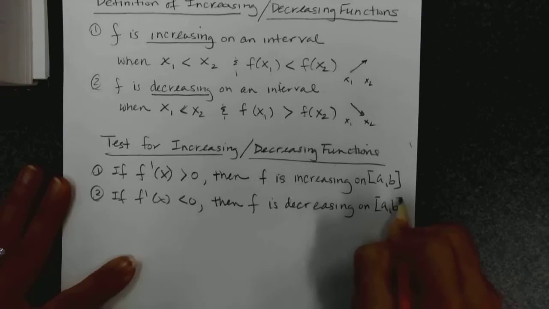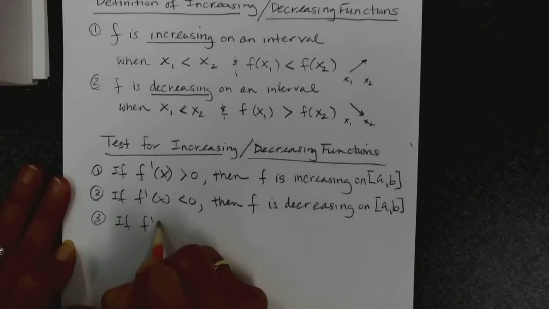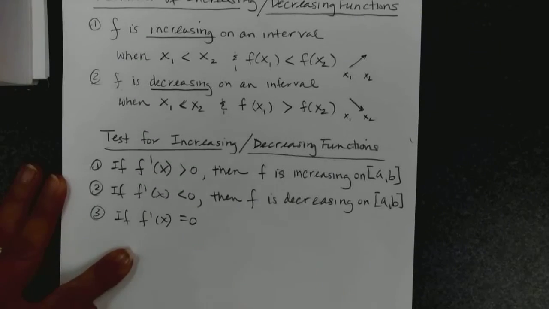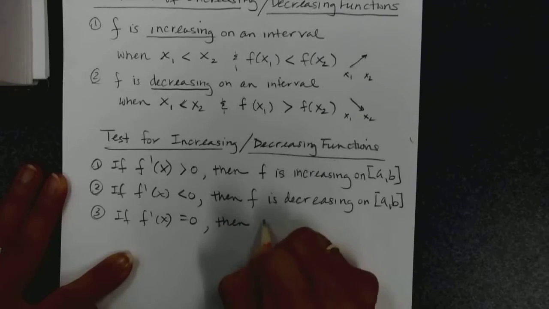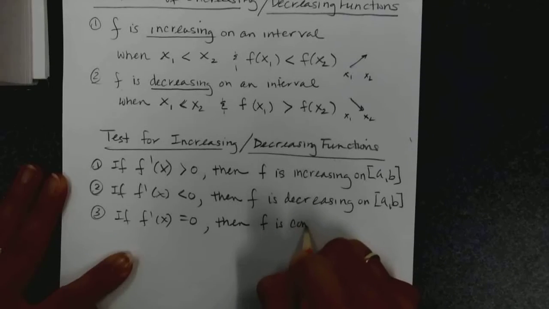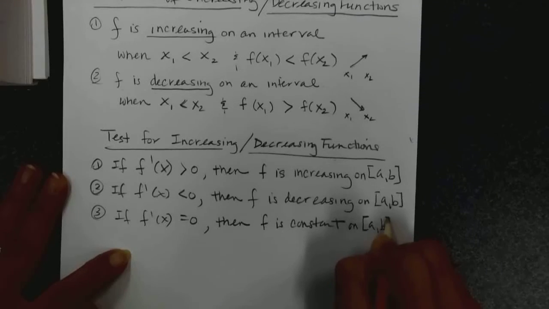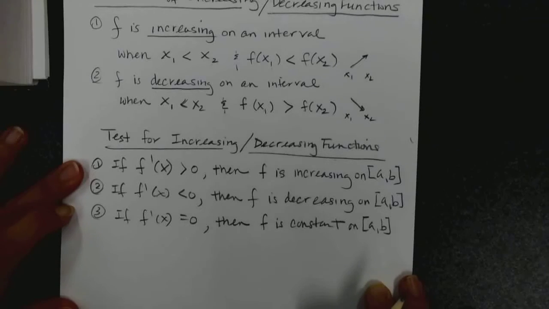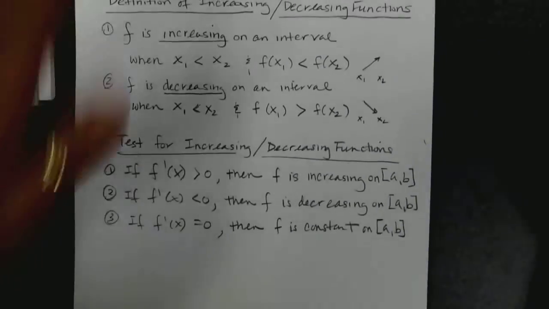on the closed interval. And then the third one is, as you all know, if f prime of x is equal to 0, then the function is constant on the interval a and b. That means that the function is neither increasing nor decreasing. So you could have a maximum or minimum at those points.